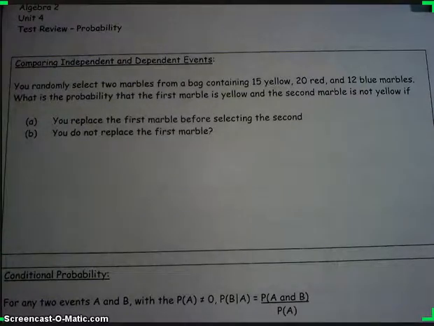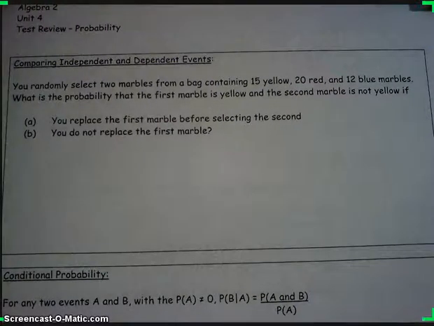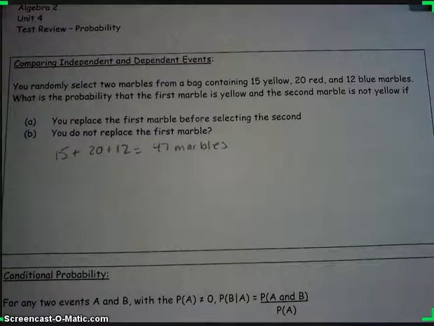Independent is when one outcome doesn't affect the other, and dependent is when it does. So this one says you randomly select 2 marbles from a bag containing 15 yellow, 20 red, and 12 blue. What's the probability that the first marble is yellow and second marble is not yellow if you do the following? Alright, so first thing, let's add up all our marbles. Okay, so I have 15 yellow, 20 red, and 12 blue, so that gives me 47 marbles all together. And A asks that you replace the first marble before selecting the second. Okay, so I'm replacing the first marble before selecting the second.